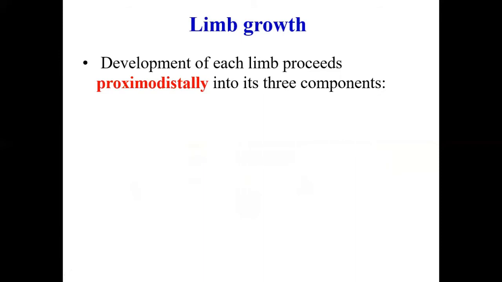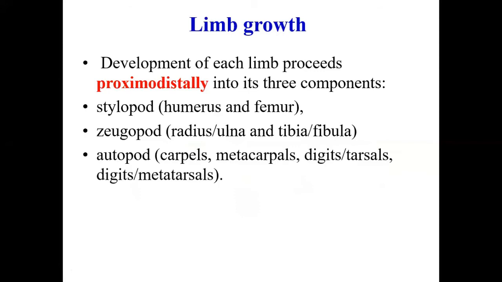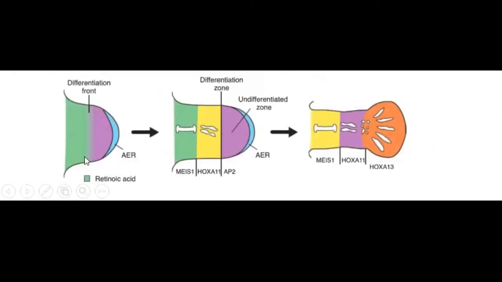Limb growth. Development of each limb proceeds proximo-distally into three components. Stylopod, from this part the humerus and femur are developed. Zygopod, where the radius, ulna or tibia, fibula are developed, and autopod, where all the small bones of the limb develop. This is the limb bud, and this is how the stylopod, zygopod and autopod give rise to the limb.